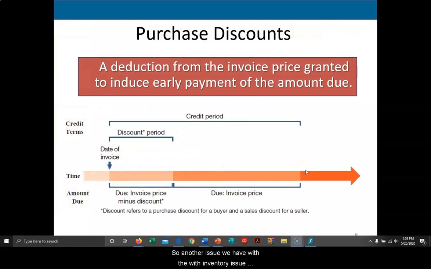So another issue we have with inventory is the issue of purchase discounts, all right? Because sometimes we're going to induce people to pay a little bit early, and as a result of that, we'll give them a discount period, right? And we know that when we offer someone a discount and they pay within those terms that we specify for that discount, we're going to get less money than we originally sold them the inventory for, but we're going to get it quicker, hopefully, and that's going to allow us to go out and do more things.